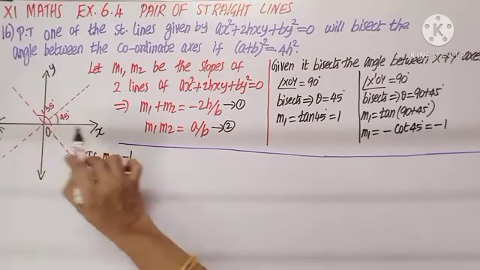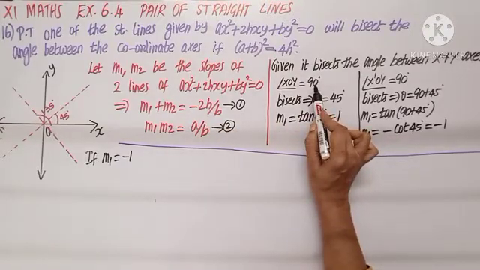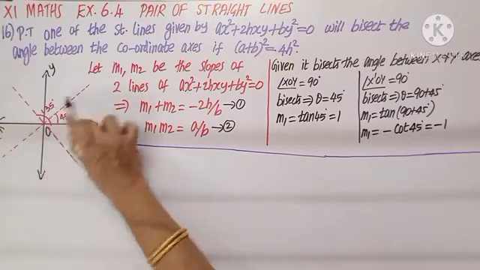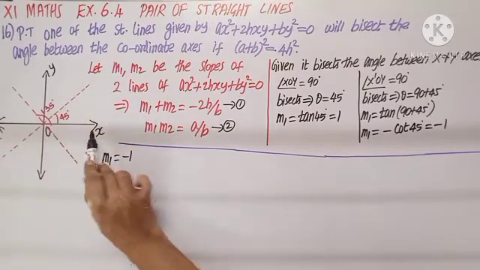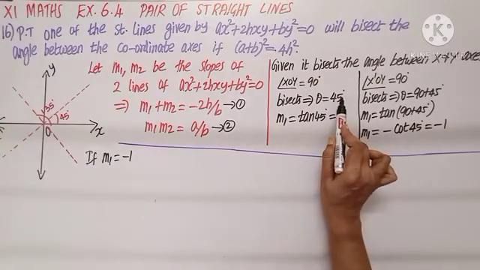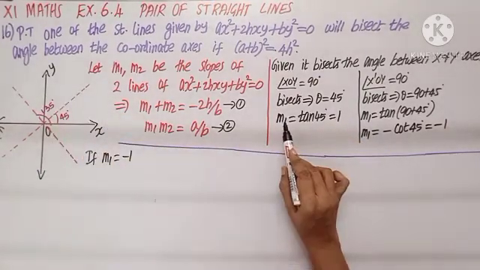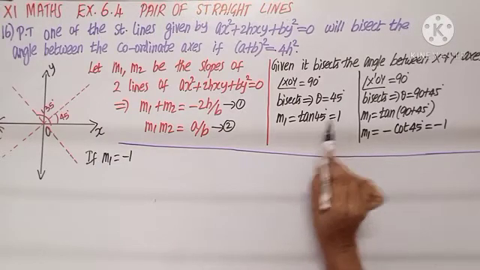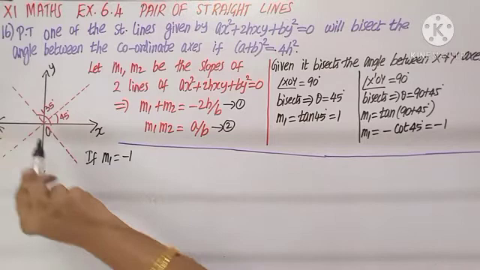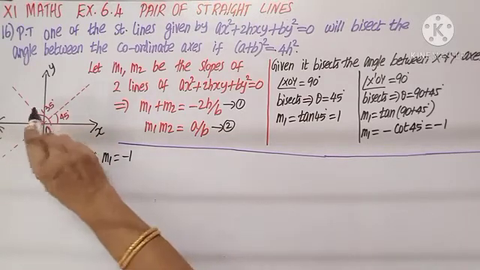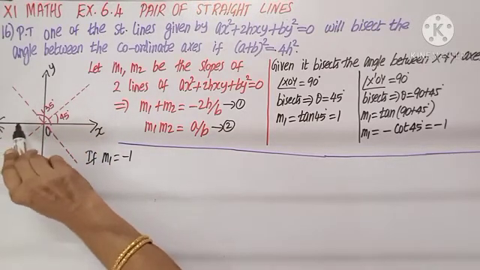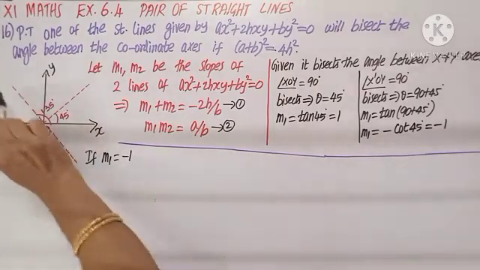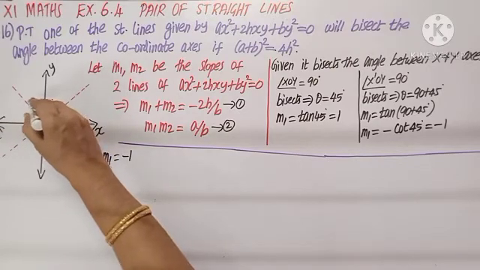The angle between x and y is 90. If it bisects 90 by 2, the line will make 45 with the x-axis. In that case, the slope of the line will be m1, that is tan 45, that is 1. Suppose the line bisects in this way. Now, again the angle is 45 only, because between x dash and y it is 90. When it bisects, it is 45 again.